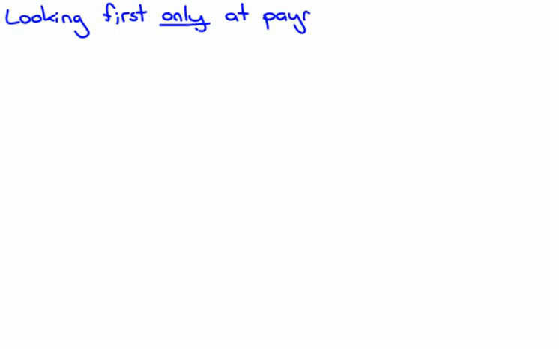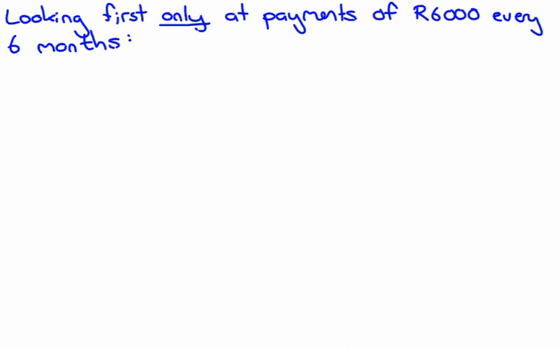So we are looking first only at our payments of 6,000 Rand every 6 months. So this is its own timeline. But if in doubt, well, actually always draw a timeline. You can visualize it, you can usually work with it.